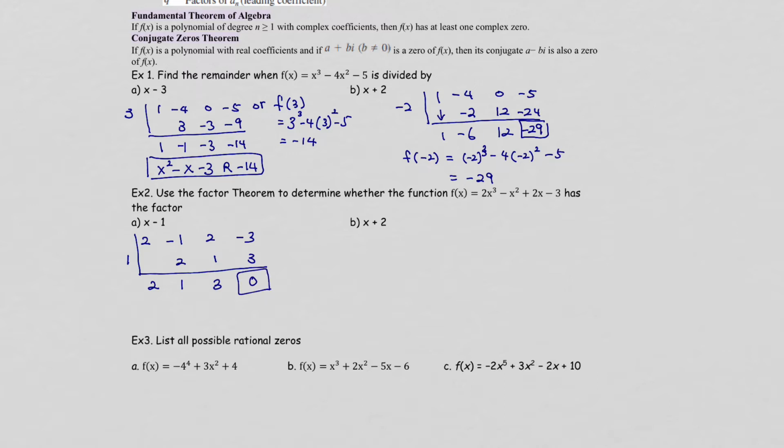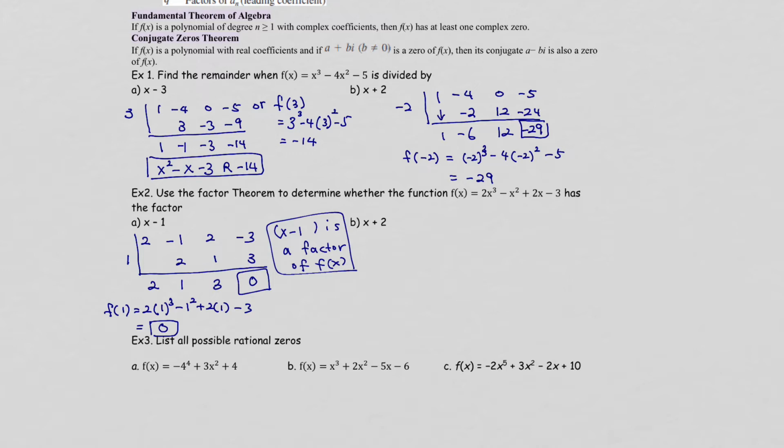Because your remainder is 0, x minus 1 is a factor of the given function. And if you didn't want to use synthetic division, you could also do f of 1 and replace it into the f of x function. And when you figure this out, this is going to be 2 minus 1 plus 2 minus 3. That gives you 0, right? That's another way of seeing if x minus 1 is a factor of f of x.